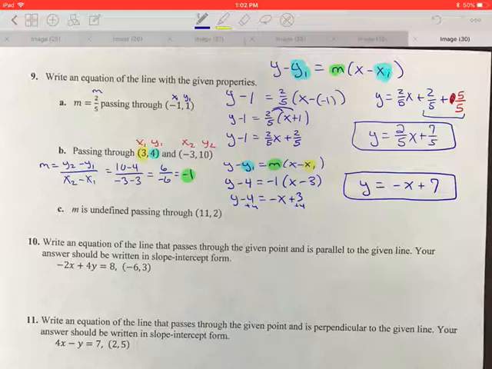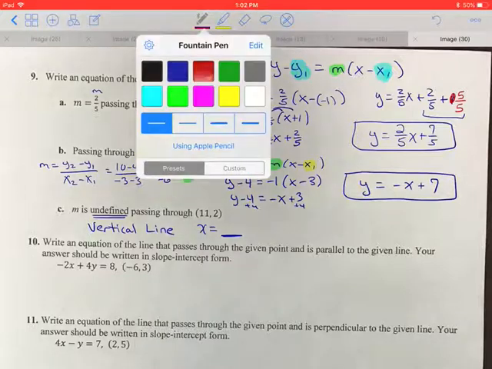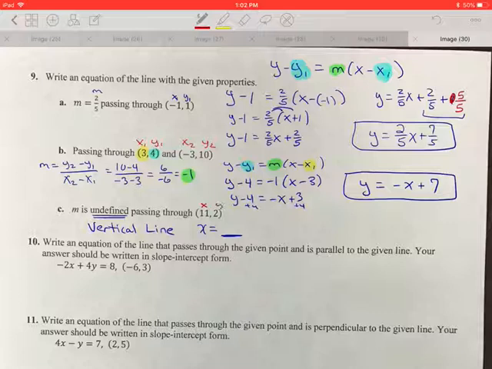All right, now C is a little tricky. Notice that we see the slope is undefined. If you remember from the previous page, we know the slope is undefined when it is a vertical line. So if you remember the format for a vertical line, it's always x equals something. So if I take a look at the point that I'm given, here's my x and here's my y. So I want that x value, and I'm going to put it right here. So that's going to give me the equation of my vertical line, which is x equals 11.